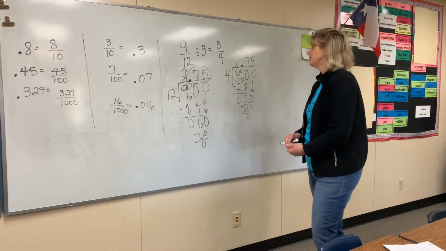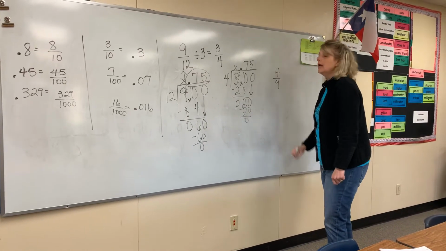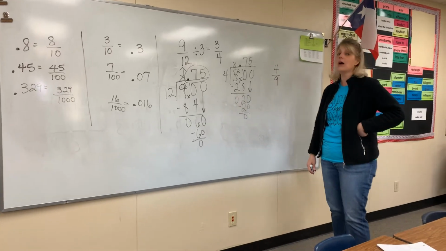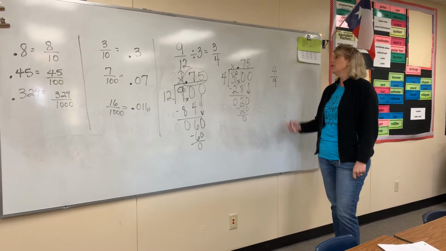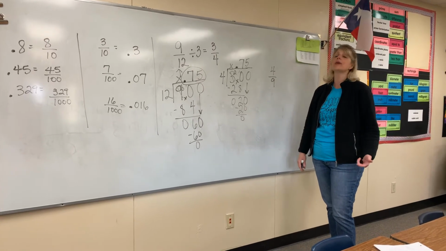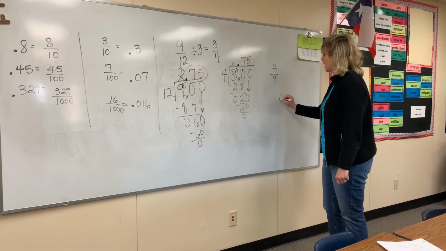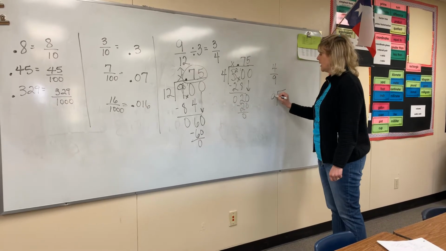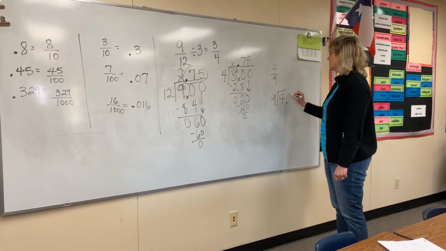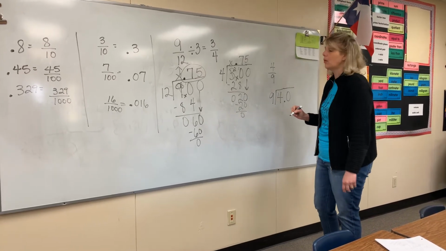Let's try this one. Let's do 4 over 9. Now, if you take a look at that one, you know that cannot be reduced because the only things that go into 4 are 1, 2, and 4. And those don't go into 9. So we can't reduce it this time. So we just got to do it how it is. So we're going to do 4 divided by 9. Of course, add a decimal and add at least 1 zero to begin with. You probably will have to add more.